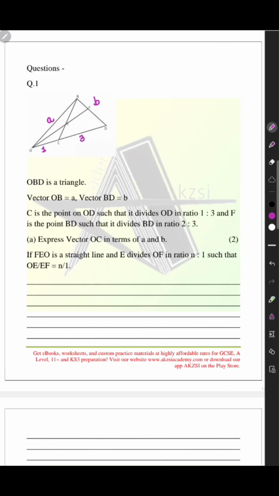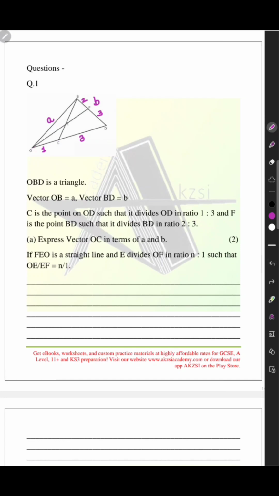And F is the point on BD, this one they're talking about, and it divides BD in the ratio 2:3. So this is two parts and this is three parts. Express vector OC in terms of a and b. So OC, this one, in terms of a and b.